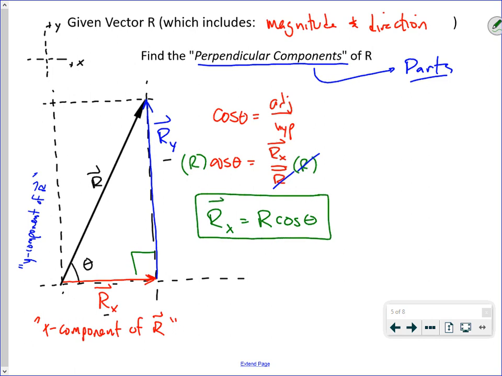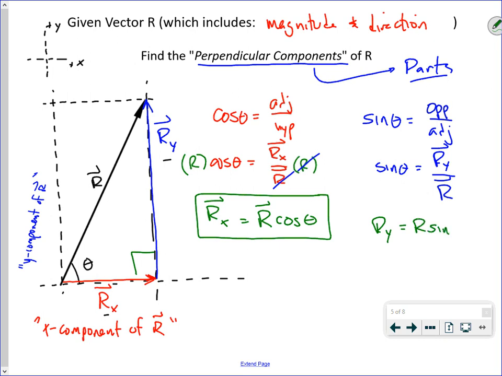Nice. Keep that. So if I know the magnitude of vector R, and I know the angle that R points at, in this case relative to the x-axis, well, this is how I find the magnitude of the x component. All right. Similarly, sine of theta is opposite over hypotenuse, that means that the sine of theta is Ry over R. And if we solve for Ry, Ry is R sine theta.